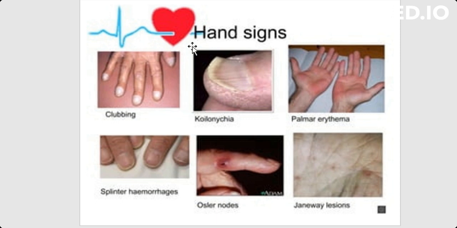This is a picture which shows the hand signs which we examine. This is clubbing, drumstick-like fingers. This is koilonychia. This is palmar erythema, splinter hemorrhages, Osler's nodes, and Janeway lesions.